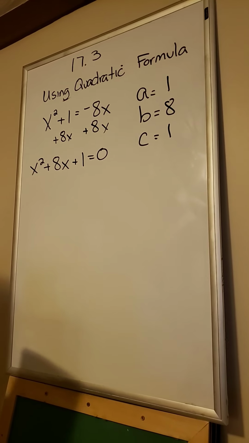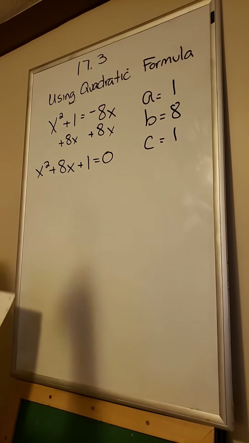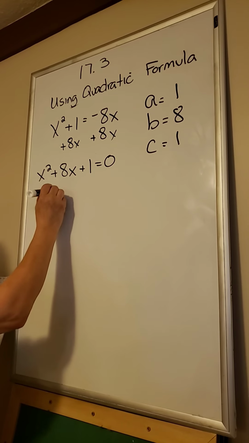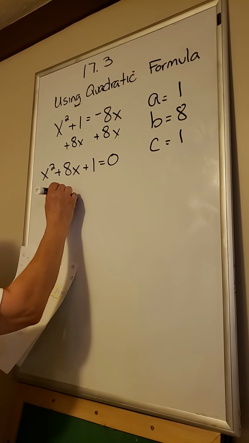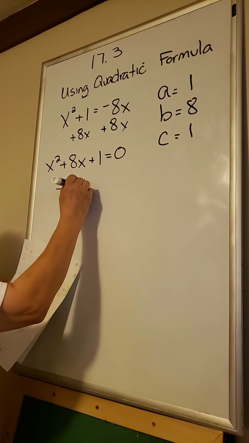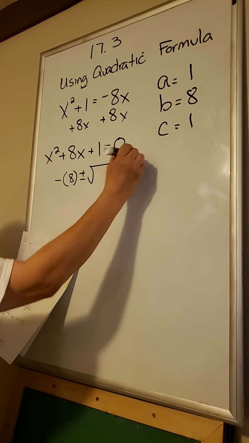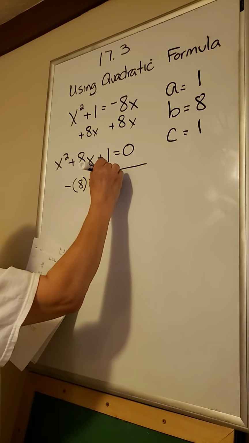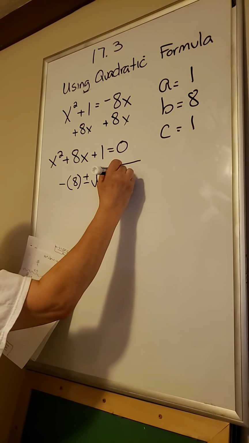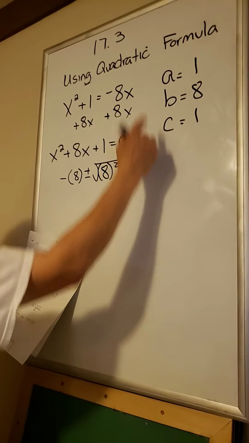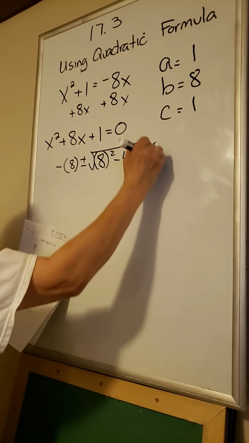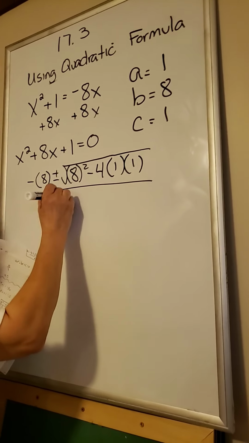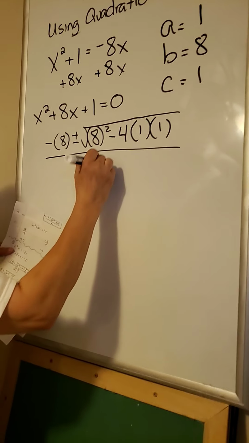Then we're going to go ahead and substitute into the quadratic formula. So that's going to give us negative b, which is 8, plus minus radical. So b squared is going to be 8 squared minus 4 times a, which is 1, times c, which is 1, over 2 times a, which is 1.